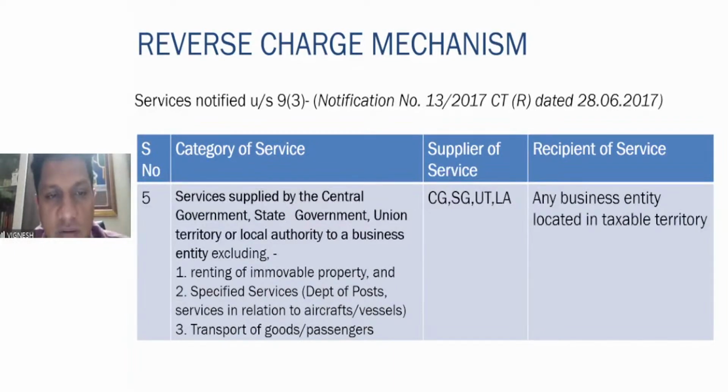But all services are not covered. Renting of immovable property is not covered. That is, if you are a government organization, you have an office in your possession, and you are giving it out on rent to any particular business entity, reverse charge will not come here. Then specified services like the Department of Post, postal services, courier services, and services in relation to aircraft, vessels, etc. are excluded. Transport of goods or passengers is also excluded. So other than these services, if you are a central government, state government, union territory, etc. and you are providing any other service to any business entity, then the reverse charge mechanism shall be applicable.